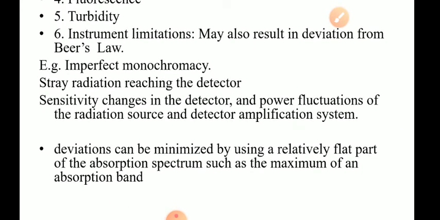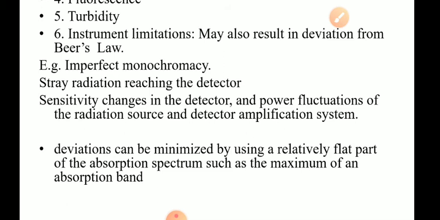Stray radiations reaching the detector: radiations from here and there in the environment, which we call stray radiation, not coming out of the sample, unwanted radiation in the surroundings, may also reach the detector, and they will also be counted. So there will be deviation from Beer's law. The linear relationship will not be followed.